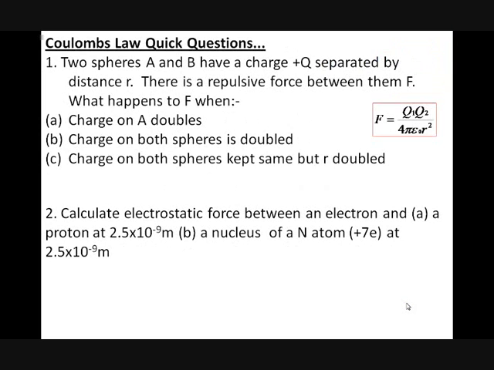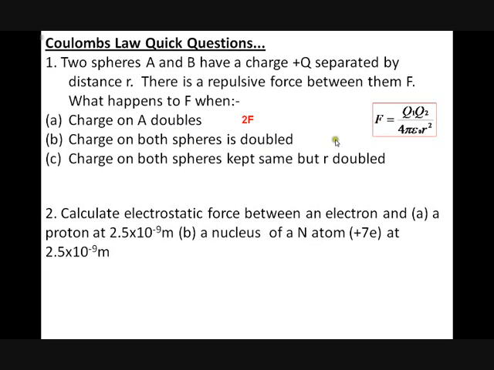Some quick questions then. Two spheres A and B have a charge of plus Q each. They're separated by a distance r. There is a repulsive force between them, F. What happens to F when the charge on A doubles? Well, the two spheres A and B both have positive charge. If we double A, so we double Q1, then you can see that the force is going to be doubled, so our F should be 2 times F.